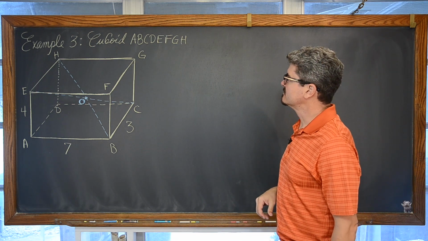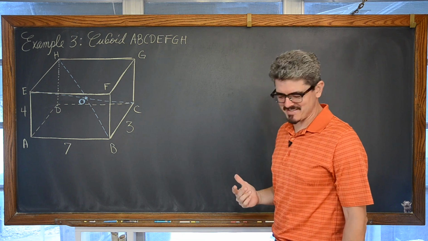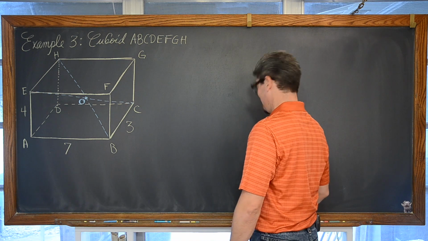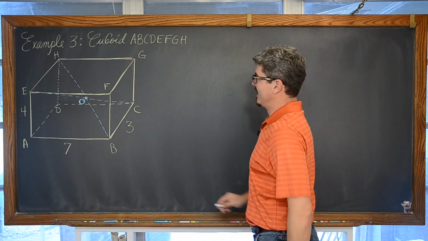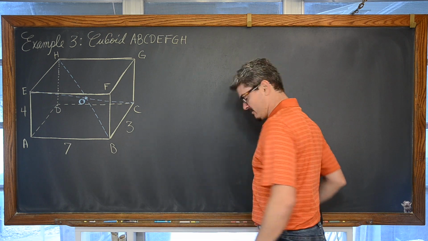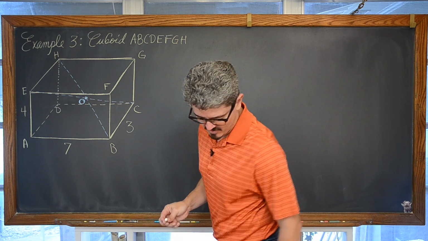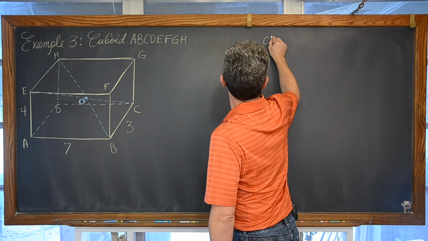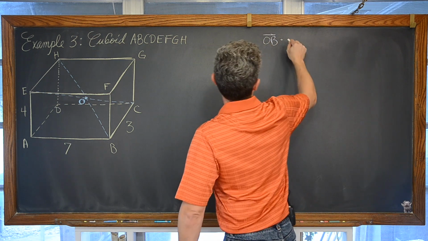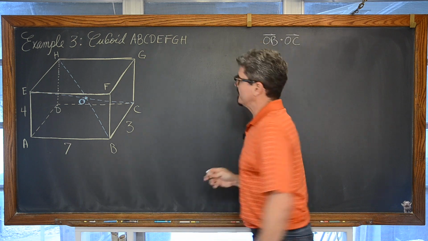Example. There's no question. What are we doing? We are going to look at this cuboid, A, B, C, D, E, F, G, and we're going to find the scalar product of vector OB and OC. Okay.